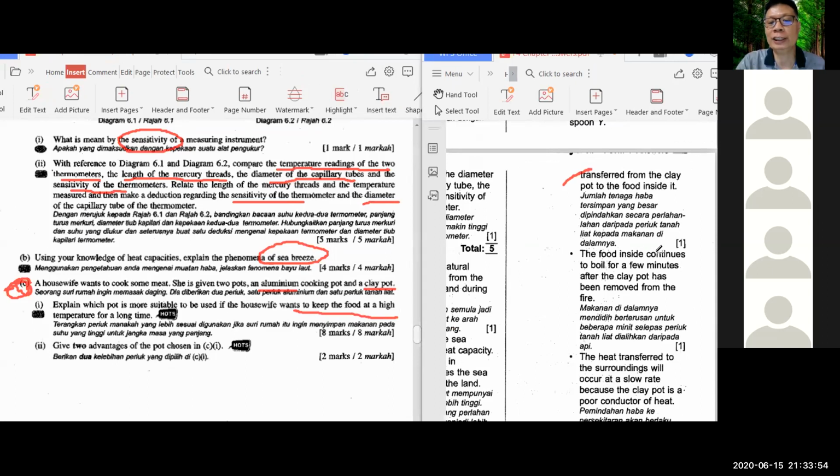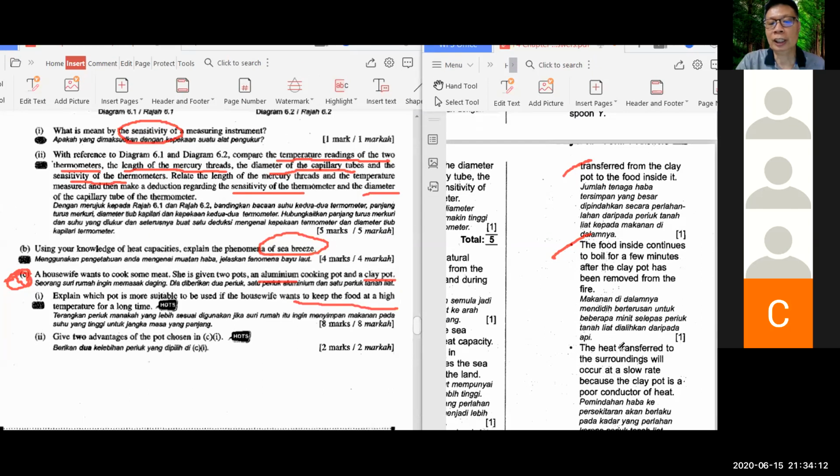Next, the food inside continues to boil for a few minutes. The food will continue to boil for a few minutes after the clay pot has been removed from the fire, right? The next, the heat transfer to the surrounding will occur at a slow rate because clay pot is a poor heat conductor. Okay, 3 more points here now. 4 plus 3, 7 already.